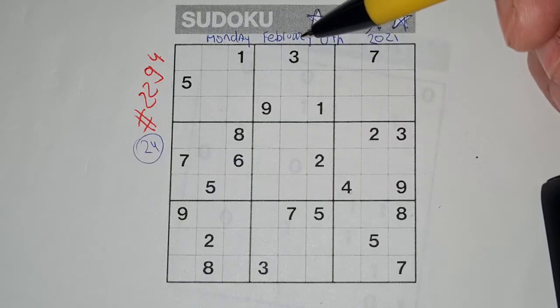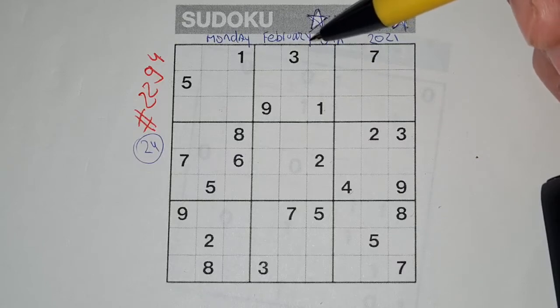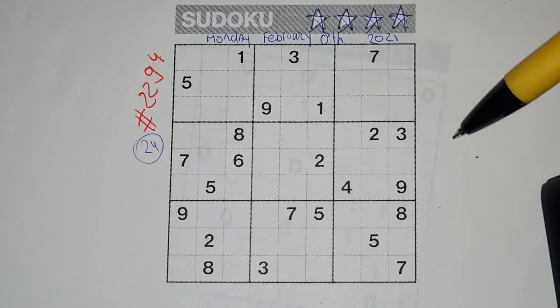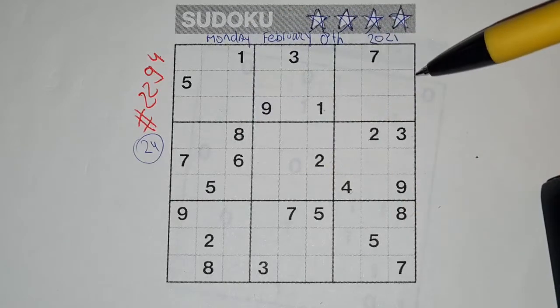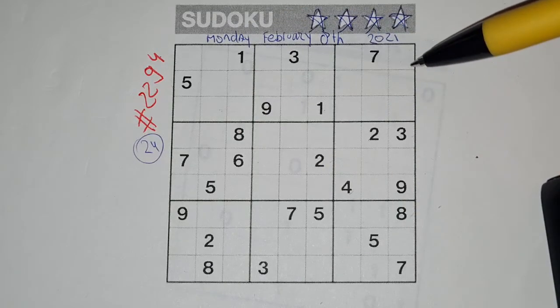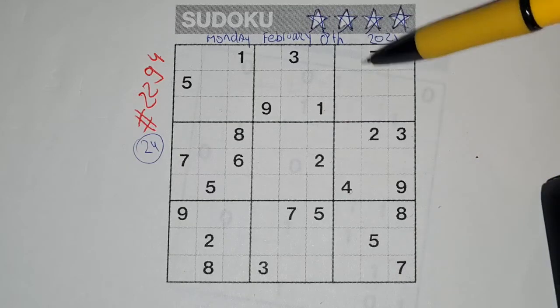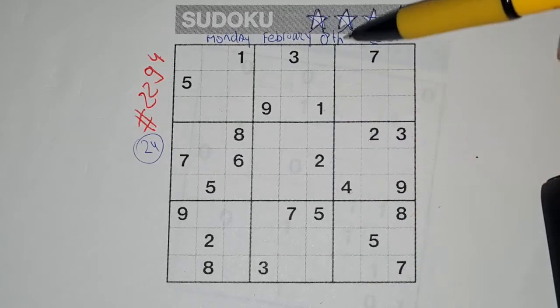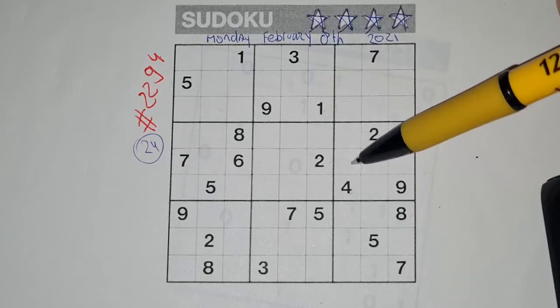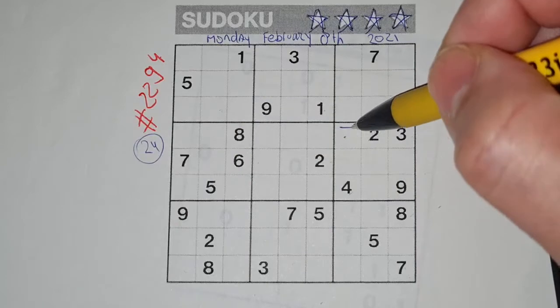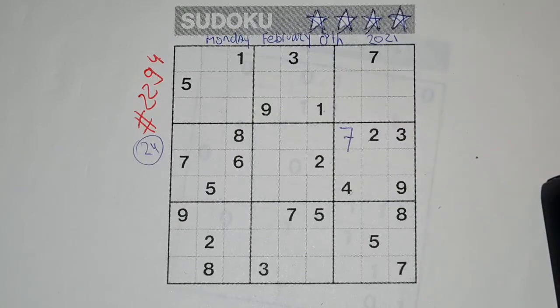Which number shall I pick? Let me see. Scan the puzzle. How about the 7 in the last column? 7 in the column next. So in that column, the only 2 places for the 7 should be here or there. We see there's 7, no 7 there. 7 should be here.